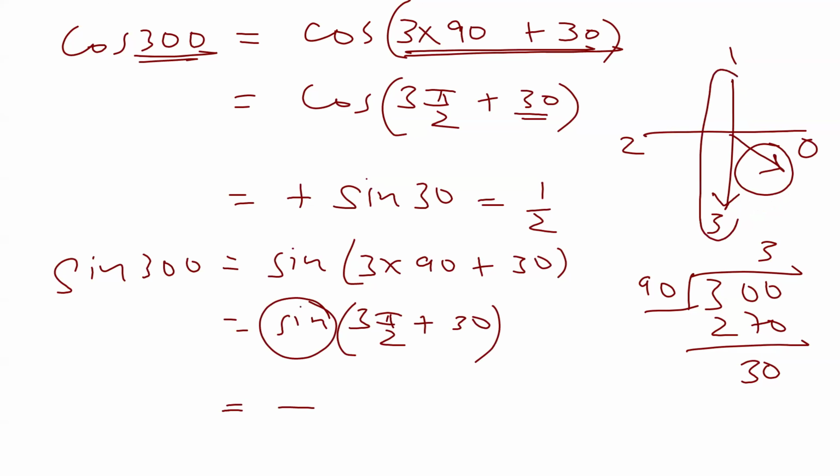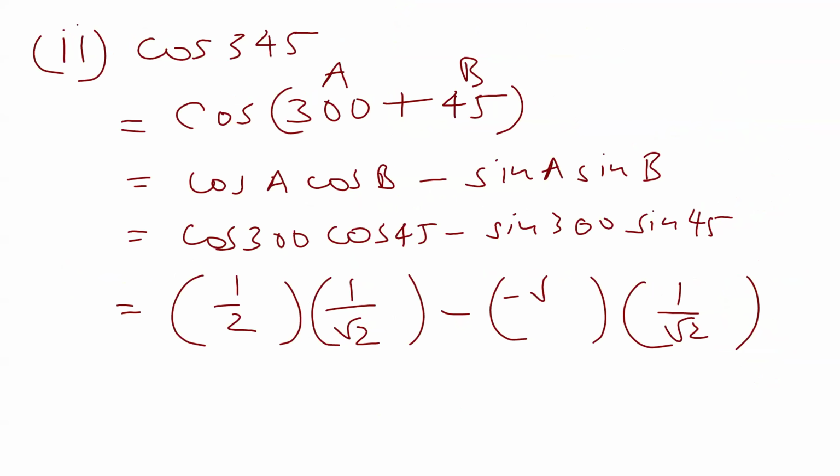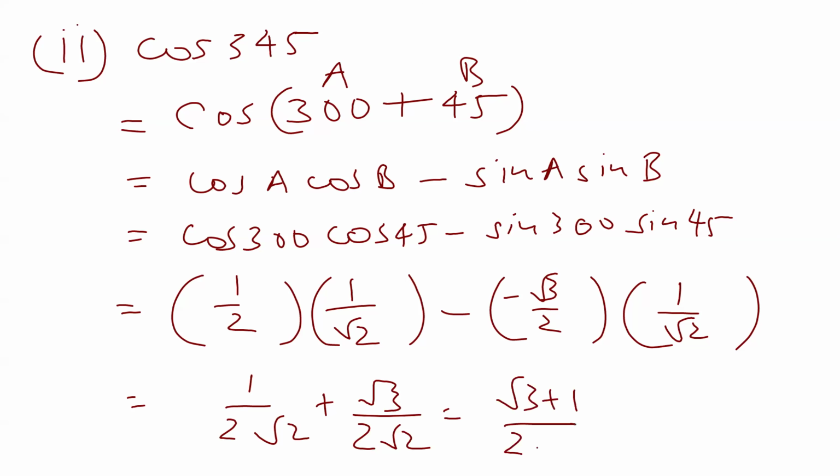And on the y-axis the sign changes to cos, so it is cos 30, so this is minus root 3 by 2. Okay, so let's put these values, half and minus root 3 by 2, over here. So 1 upon 2 root 2 plus root 3 upon 2 root 2, which is equal to root 3 plus 1 upon 2 root 2. Okay, the minus minus I have taken as plus, right?